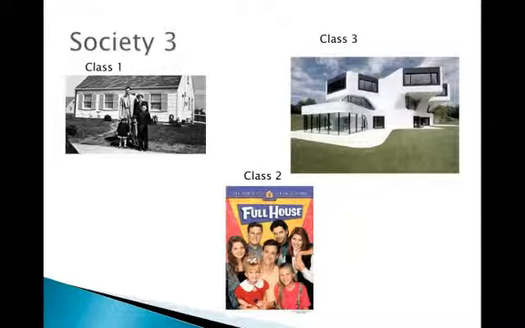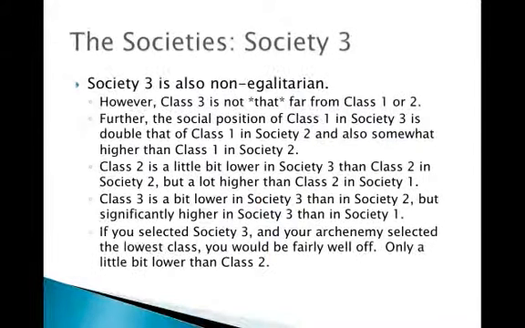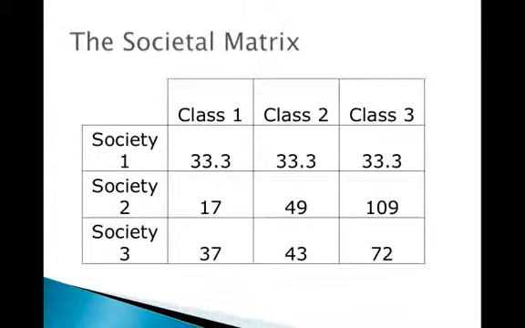So I always get to this point. What society would you pick? Quick poll question. Your archenemy is presented with the societal matrix. You pick the society, your archenemy picks the class. Which society would you pick? I always ask my students, and I always get the same answer. Society 3.